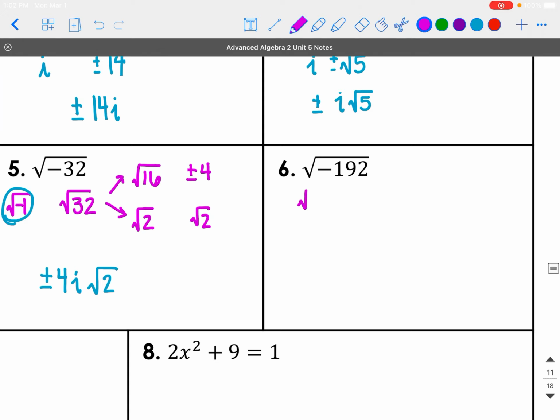And number 6, take out the negative 1. We're left with 192.